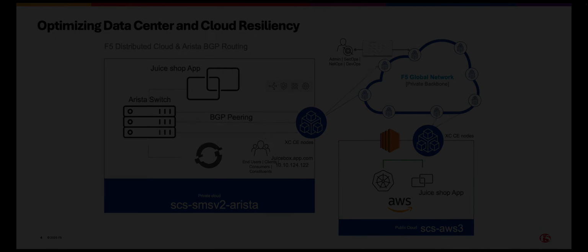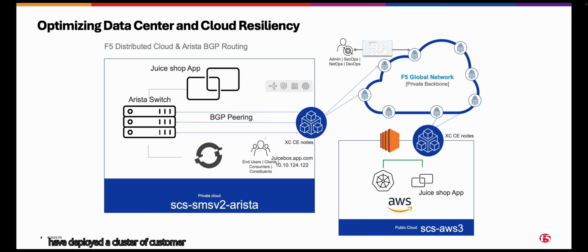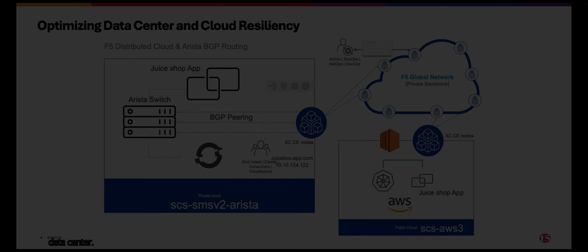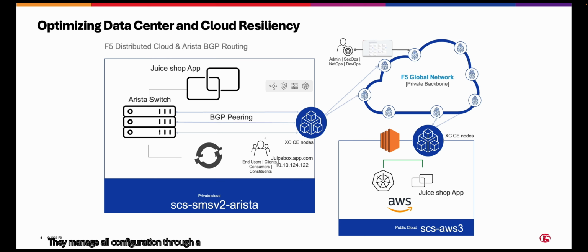So we have deployed a cluster of Customer Edge nodes to ensure resiliency. These nodes are interconnected from the primary point of entry into the private data center. They manage all configuration through a single pane of glass interface on the F5 Distributed Cloud console.